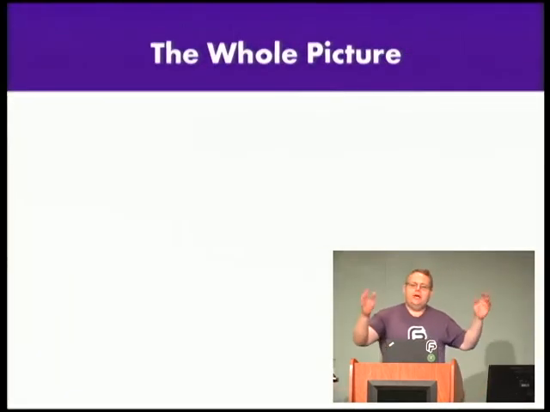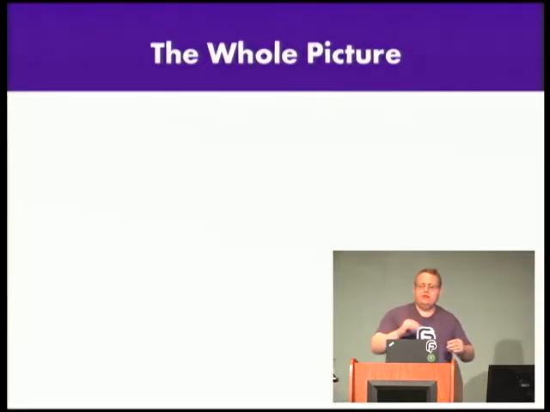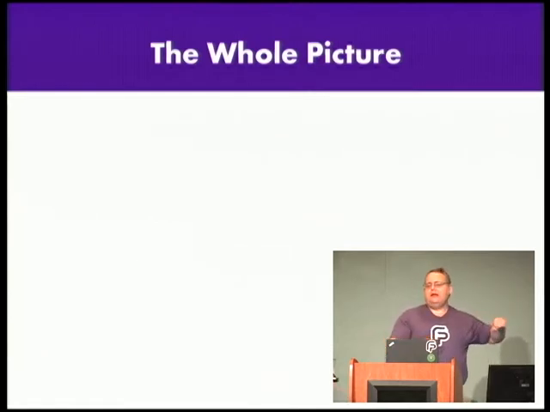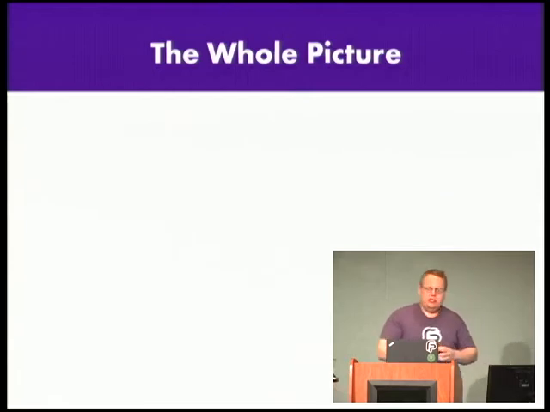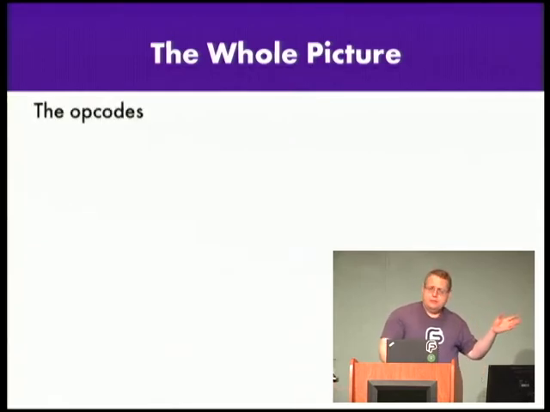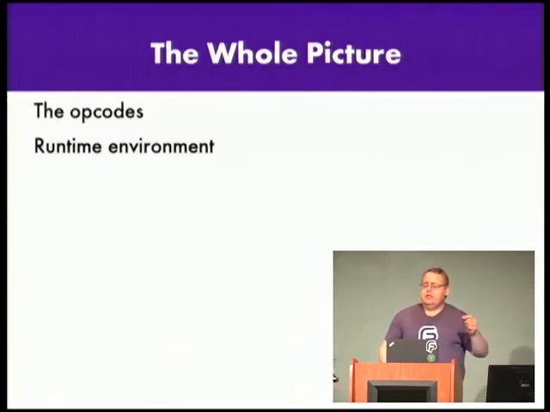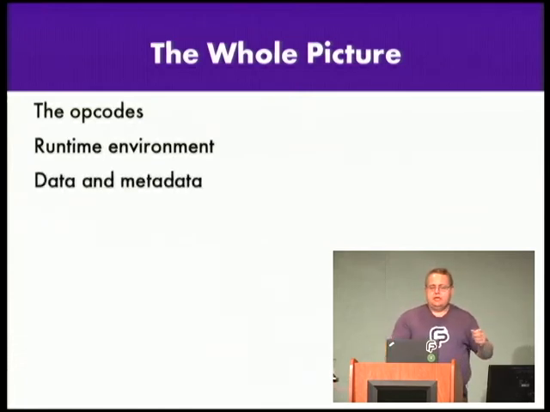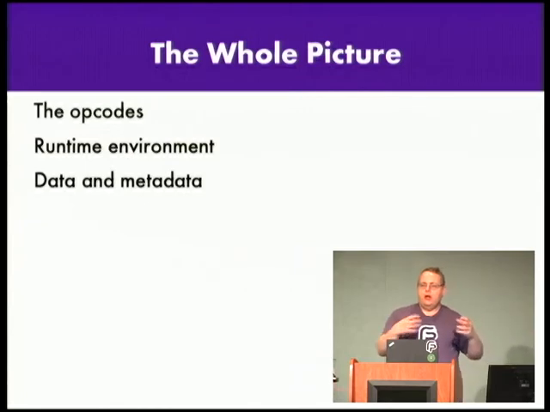So I want to talk about the whole picture, because this is only showing you a small slice of it. It's really just showing you the bytecodes and giving you a hint to the data that the bytecodes are referencing. But there are really 3 things that you need to understand in order to understand how bytecode works and what it's doing. Those 3 things are, of course, the opcodes themselves. You need to understand the runtime environment, the virtual machine in which opcodes run. And you need to understand the data and metadata that is associated with a callable object, with the bytecode and all the rest of it, in order to make sense of what the bytecodes are representing. So I'm going to walk you through all of that.